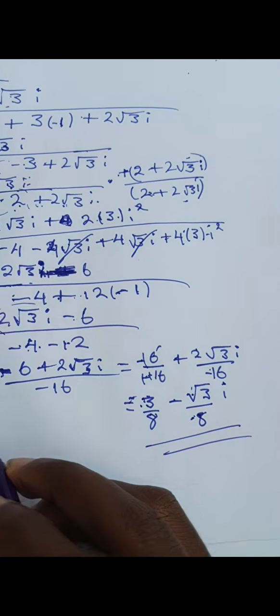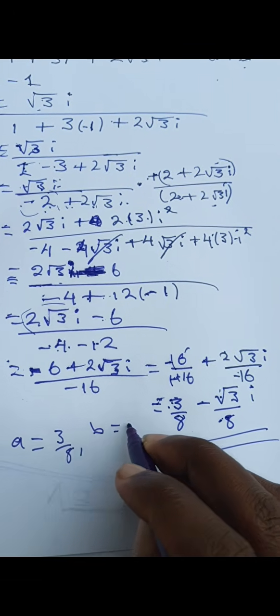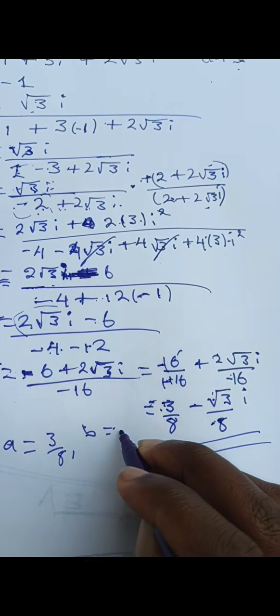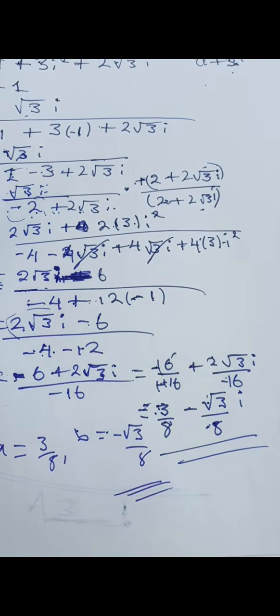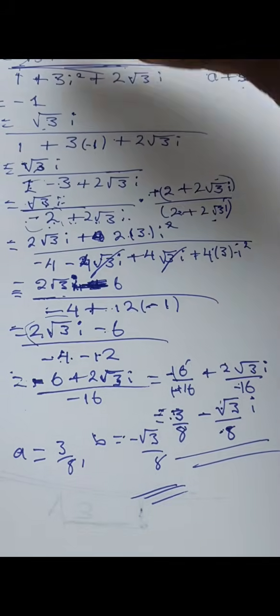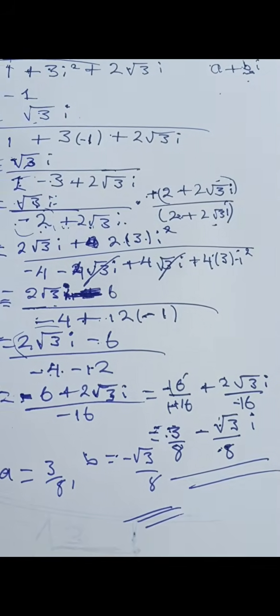Okay, so now our A is what? 3 over 8, and our B is a negative square root of 3 over 8. Just like this, we are done. So in under 6 minutes. Since I'm doing the talking, but if I were not talking, I can solve this in less than 4 minutes, or 3.